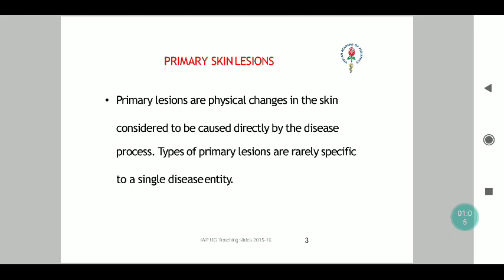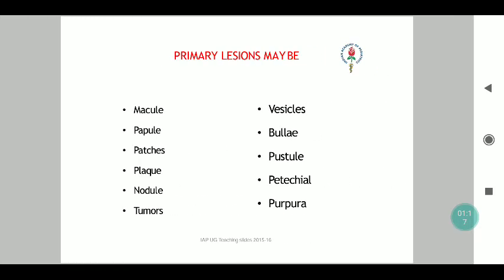We define and classify lesions into primary, secondary or special forms. Primary lesions are those physical changes in the skin which are considered to be directly caused by a disease process, and these are rarely specific to a disease entity as a whole. Primary lesions are macules, papules, patches, plaques, nodules, tumors. They can also be vesicles, bullae, pustules, petechiae and purpurae.